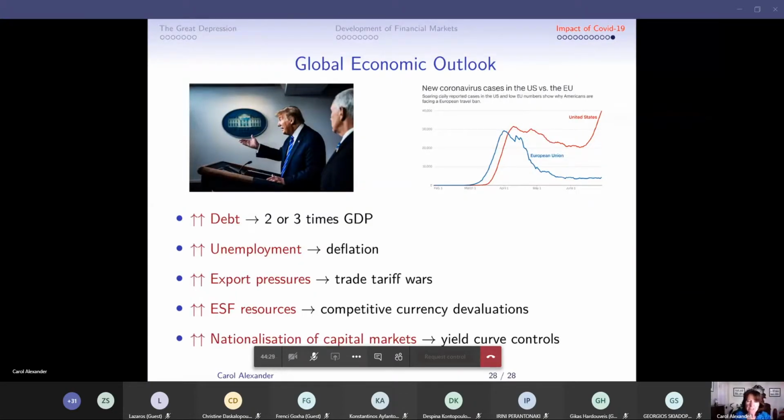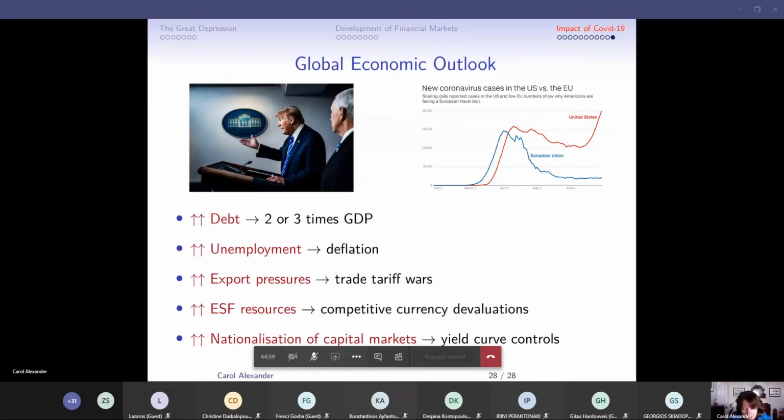And finally, last slide, the global economic outlook as I see it. Well, here's a picture of Donald Trump recommending that people should drink bleach in order to cure themselves of the COVID virus. And on the right, you see the number of new cases in the United States. As of the recording yesterday, I heard today that it's now 50,000 new cases. So it really is growing exponentially.